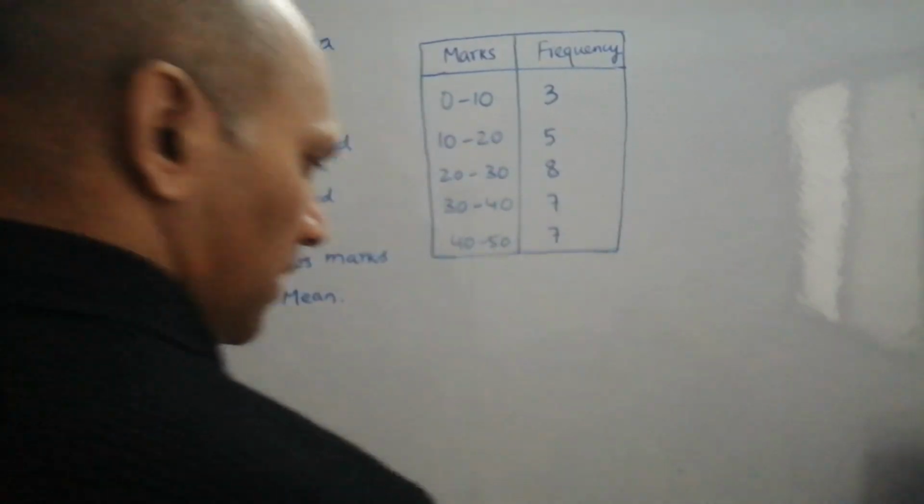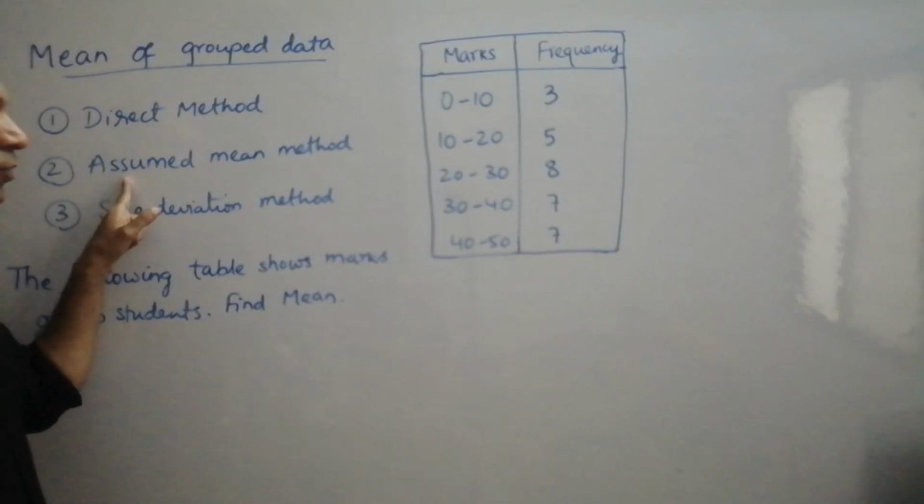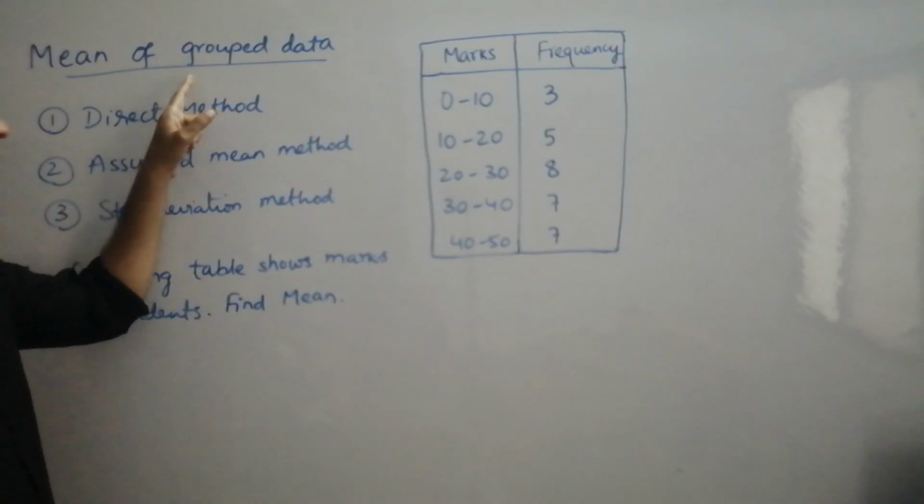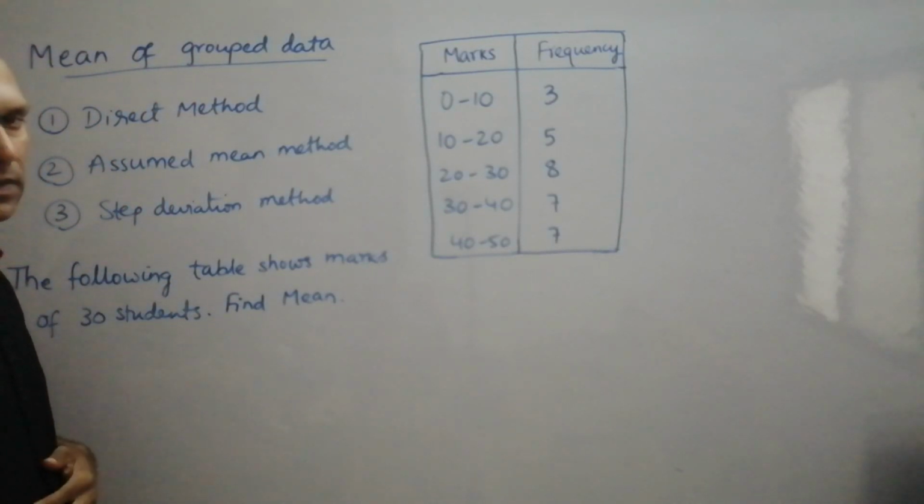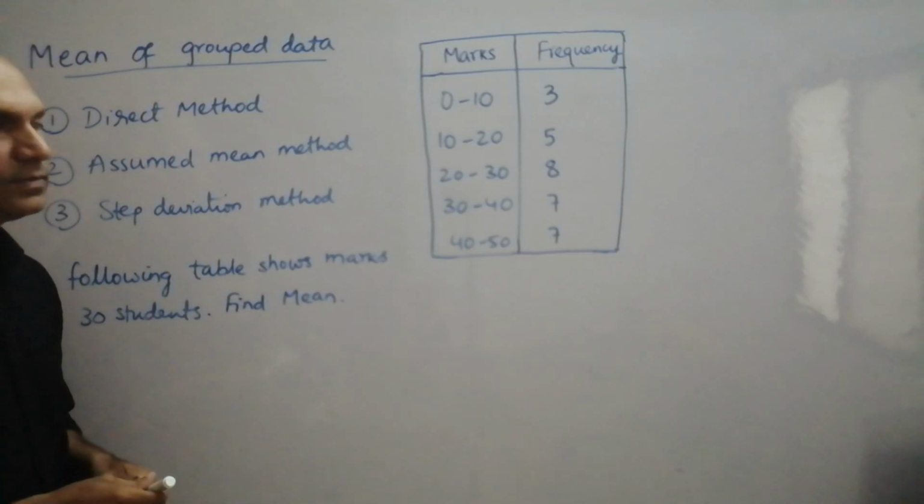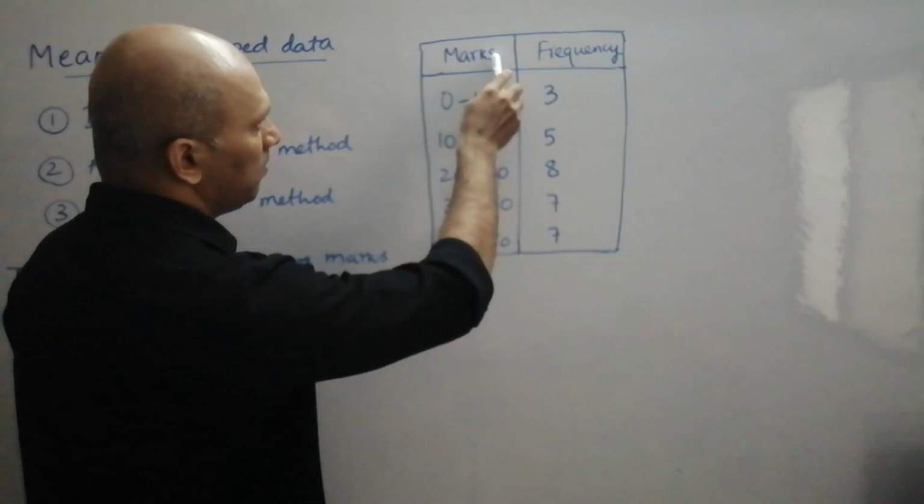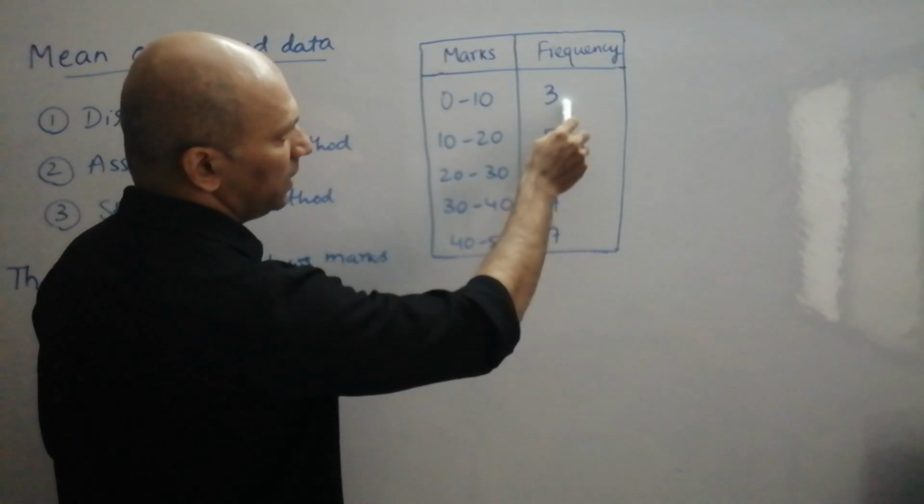Hello students, in this video let us learn about the assumed mean method. Mean of grouped data, assumed mean method. In the previous video we studied the direct method. Let us solve the same question. Marks obtained and the frequency.